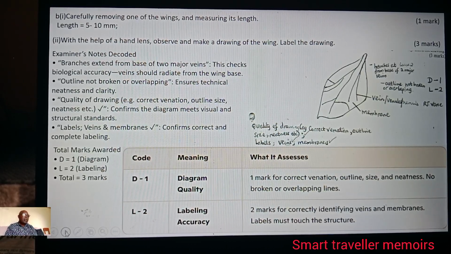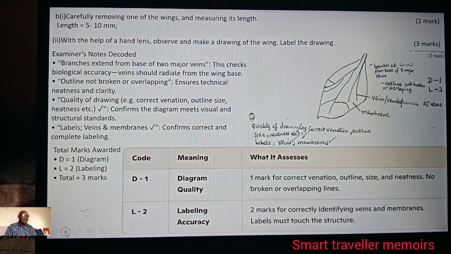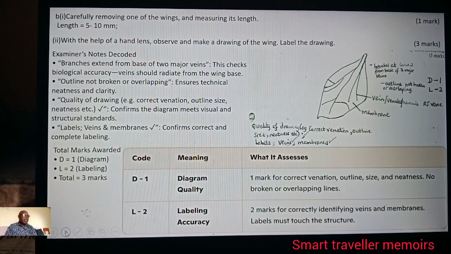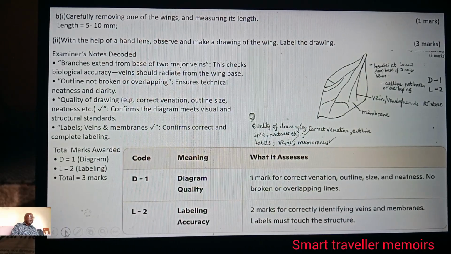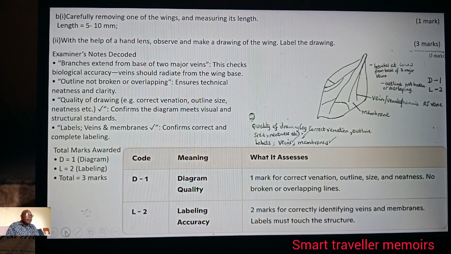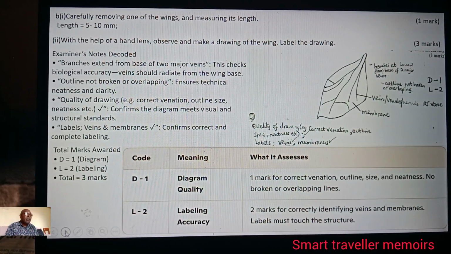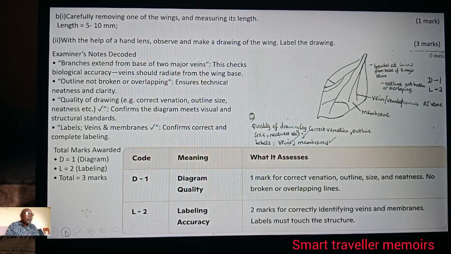Roman 2, with the help of a hand lens, observing and making a drawing of the wing and labeling the drawing. So the diagram is there, and this is what examiners were expected to follow.